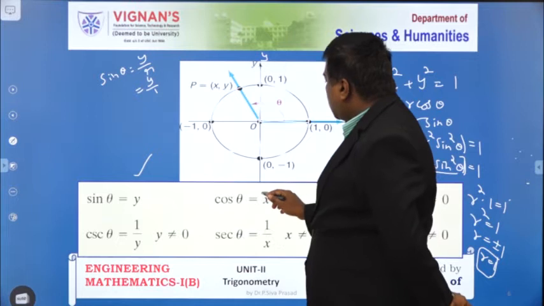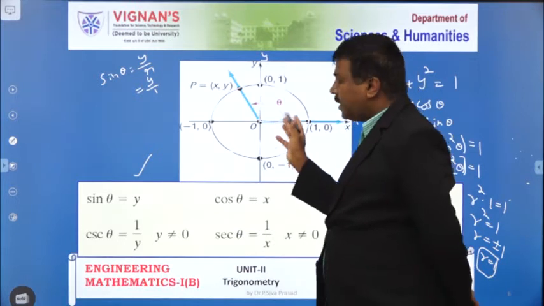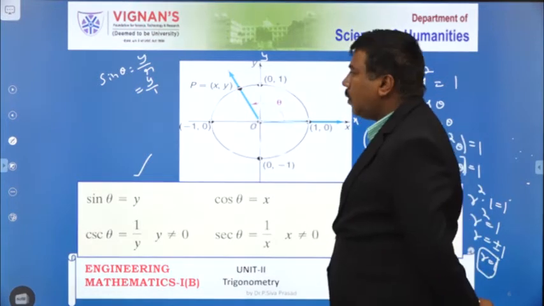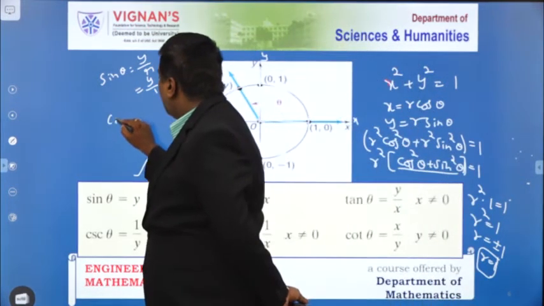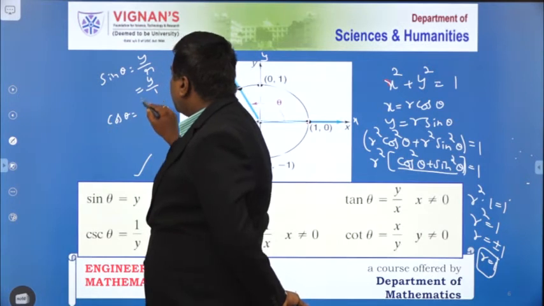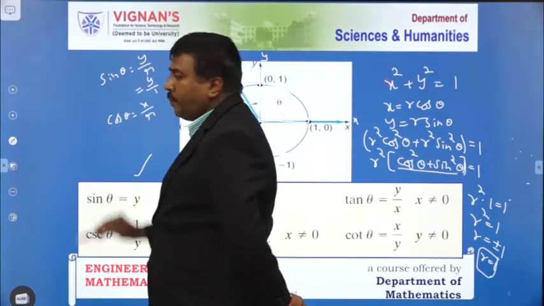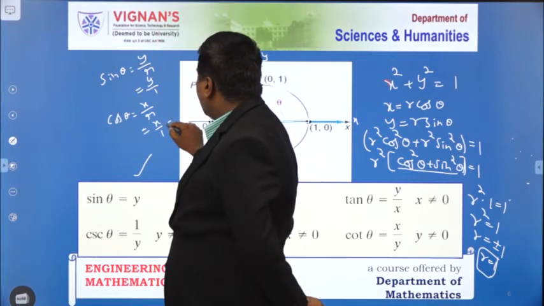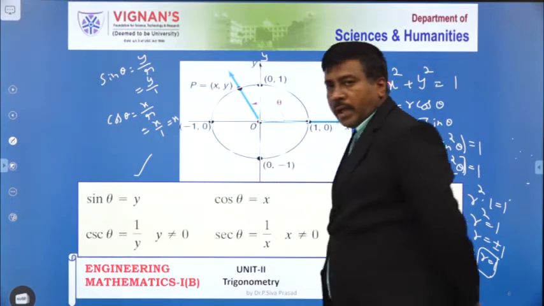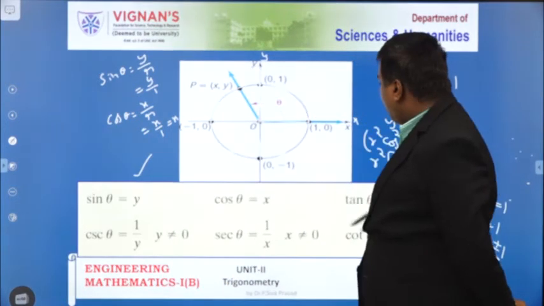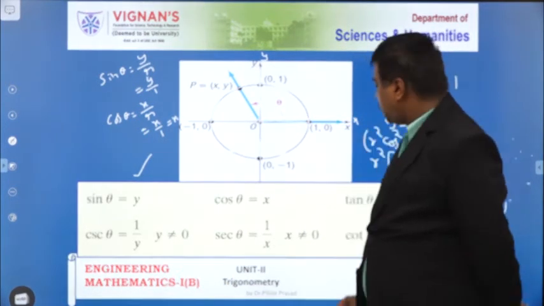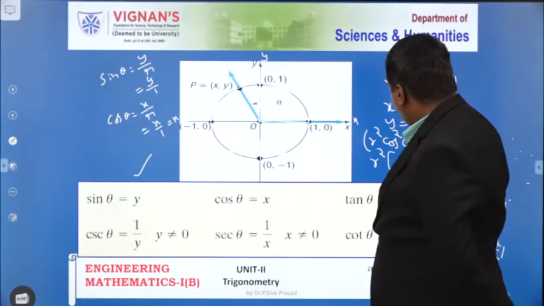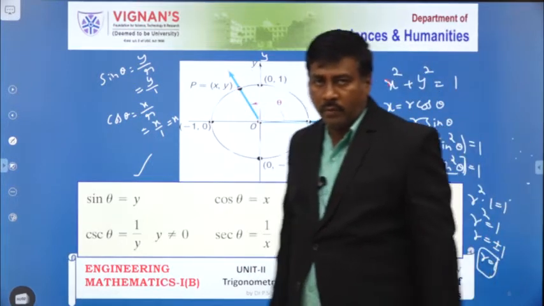And also cos theta is equal to adjacent side by hypotenuse, that is equal to x by r. That means this is equal to x by 1, equal to x. And you already know these trigonometric ratios. So tan theta is sin by cos, therefore this is equal to y by x. Here the denominator value must not be equal to 0.